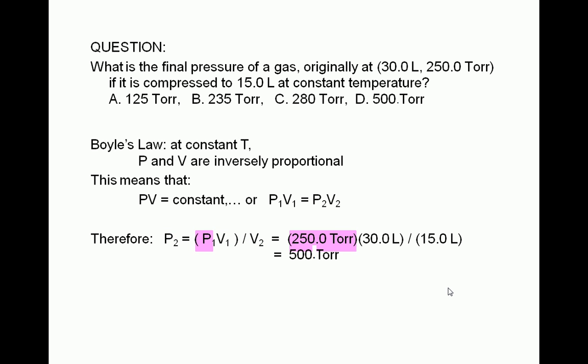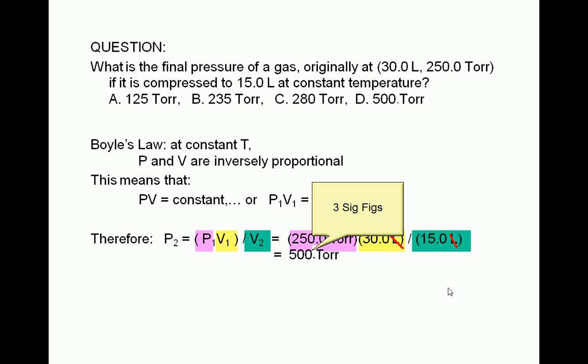Solving for the final pressure P2, we get P2 is equal to the original pressure P1, which is given as 250.0 torr, times the original volume V1, which is given as 30.0 liters, divided by the final volume V2, which is given as 15.0 liters. Carrying out the indicated calculation gives us 500 torr. Therefore, the correct answer is D.